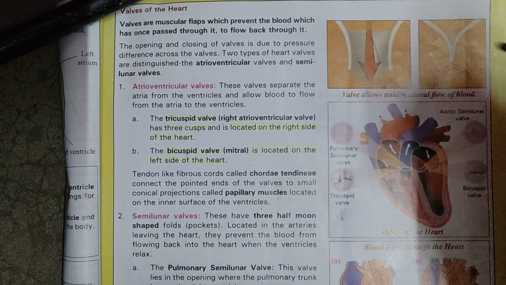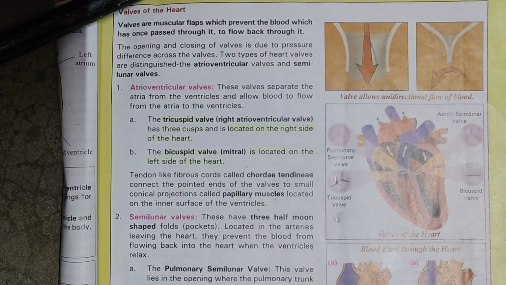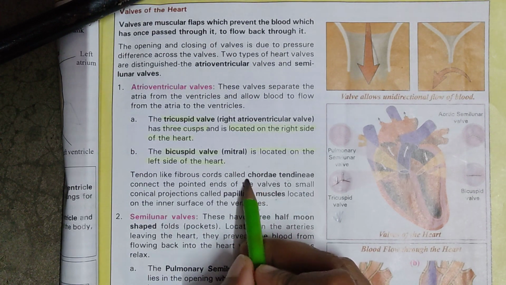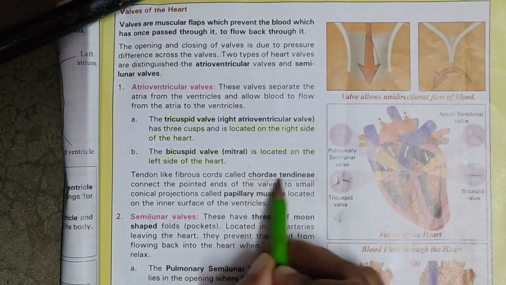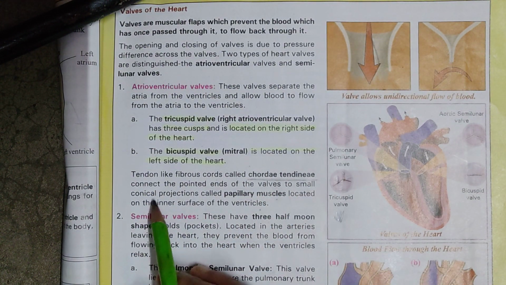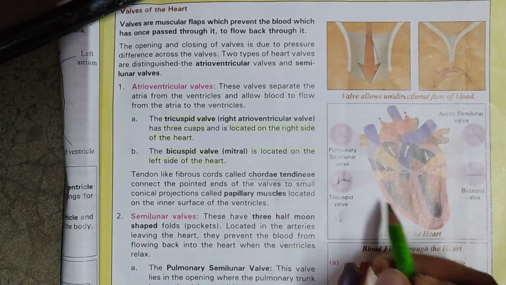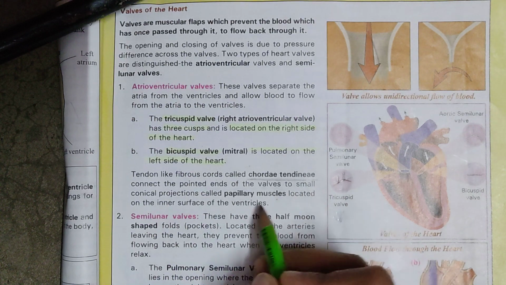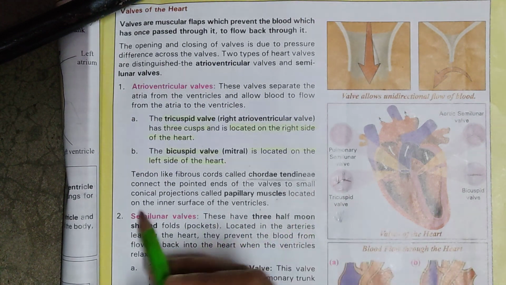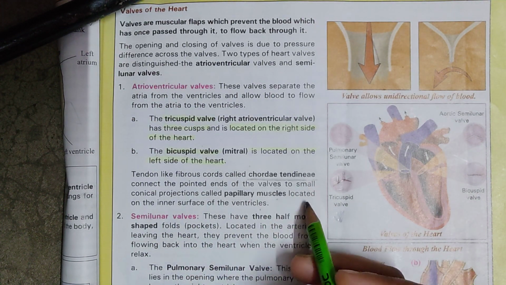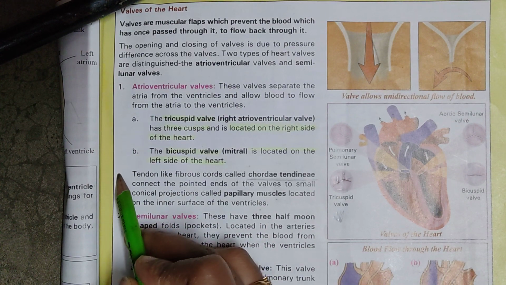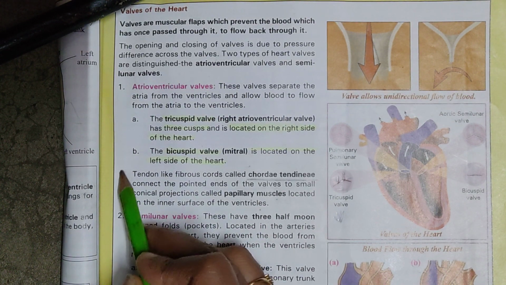Tendon-like fibrous cords are known as chordae tendineae, because they are like cords. This connects the pointed end of the valves. Where is the pointed end of the valves connected? To the small conical projection of the papillary muscles. This is not so important, but you can read it.